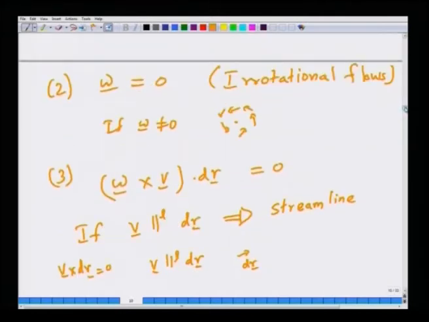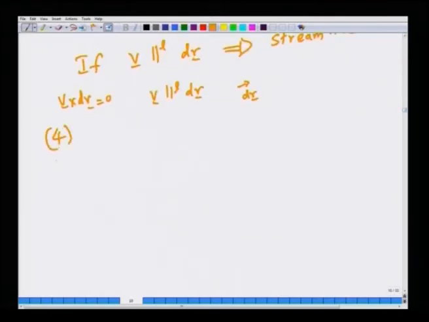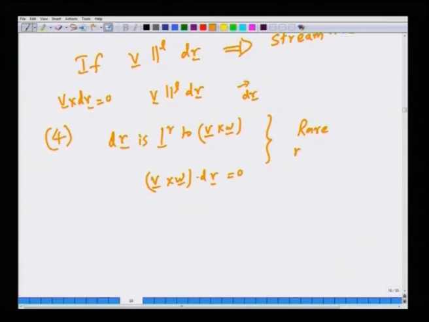And finally, there is a very obscure or very rare case, that is dr is perpendicular to V cross omega, because then V cross omega dot dr will be 0. Obviously this term is 0, but that is a rare case, it is not important.